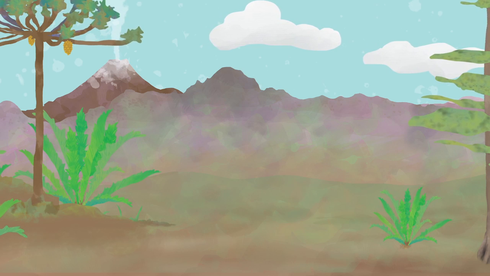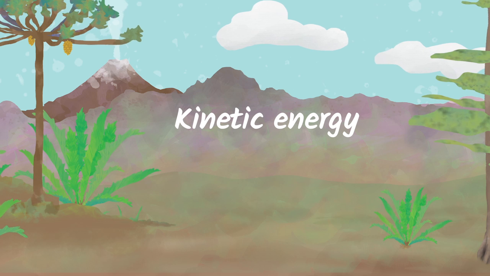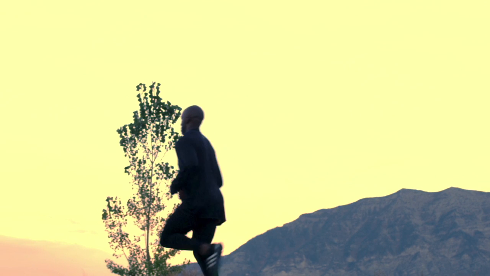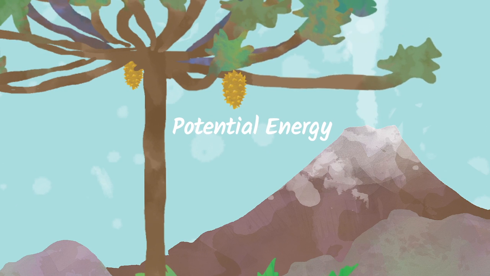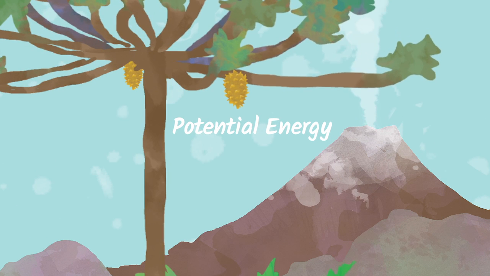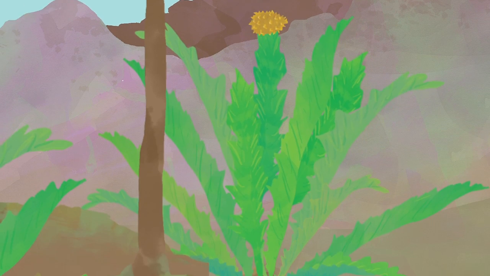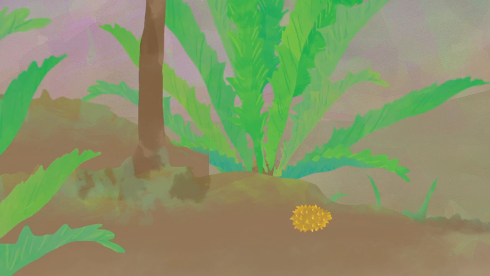There are two types of energy: kinetic energy and potential energy. Kinetic energy is the energy of movement, like a person running or exercising. Potential energy is any type of stored energy, like the energy of a pine cone in a conifer tree before it falls. If the pine cone is on a really high branch, it has more potential energy since it has a longer way to fall.